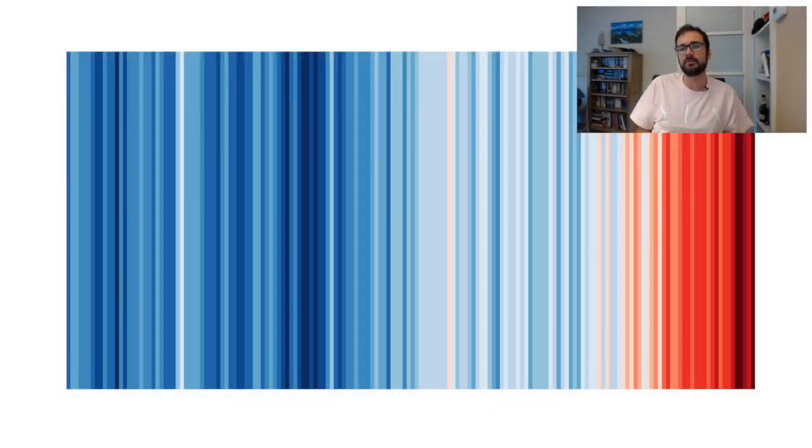So if you're not familiar with the plot, the different shades of the bars represent the difference between annual temperatures and a reference temperature. So each stripe represents the temperature in a different year.